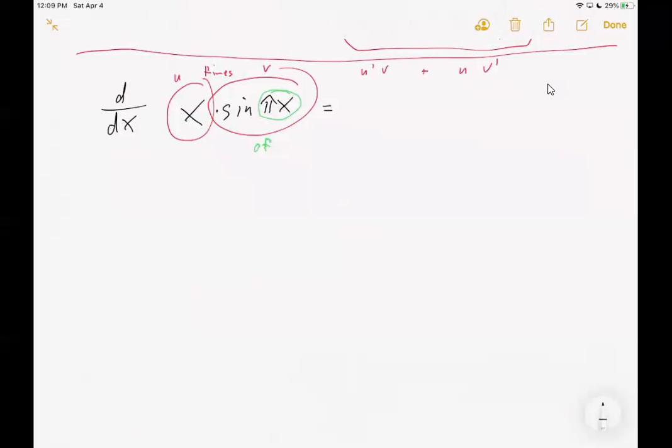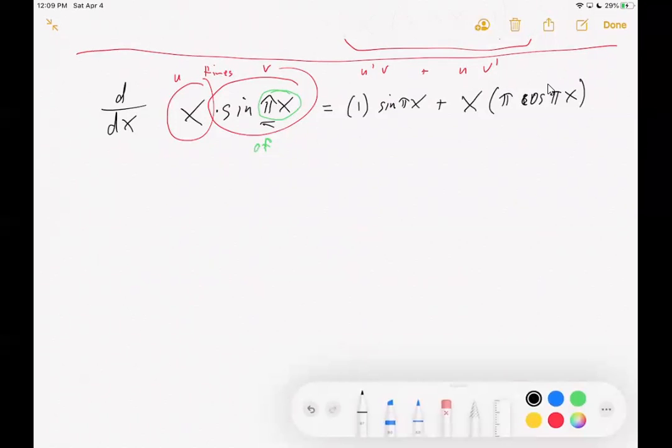So U prime is 1. V we leave alone, so that's the sine of pi x, plus U, we just write the x again. And now, because of the chain rule, when we take the sine of pi x, we'll have an extra factor of, I'll write it this way first, pi times the cosine of pi x. All right, so we had learned previously we could quickly get the derivative of the sine of pi x by first taking the derivative of pi x times what the derivative of sine would be, and that's what we get.